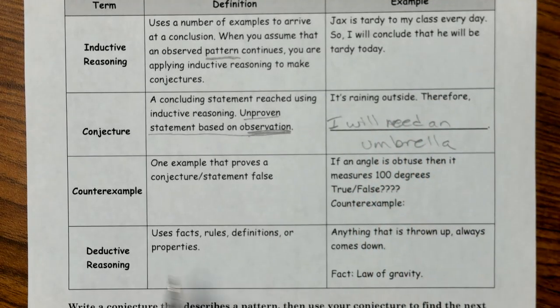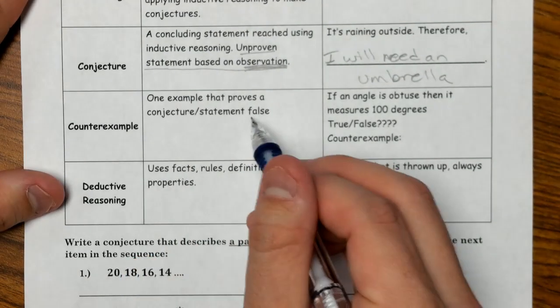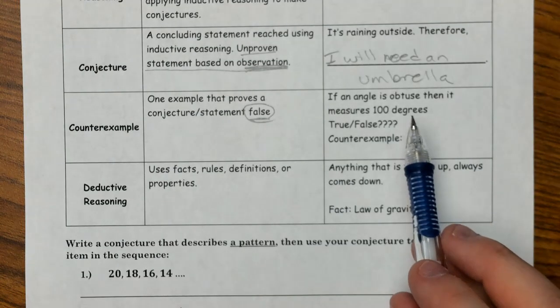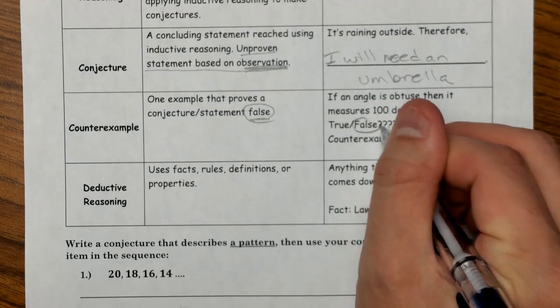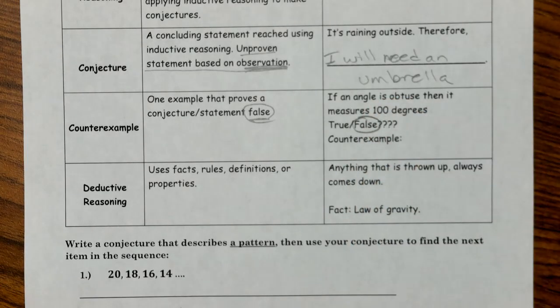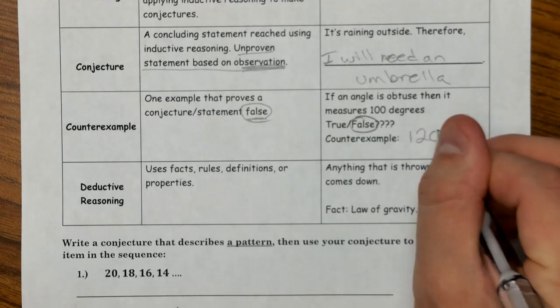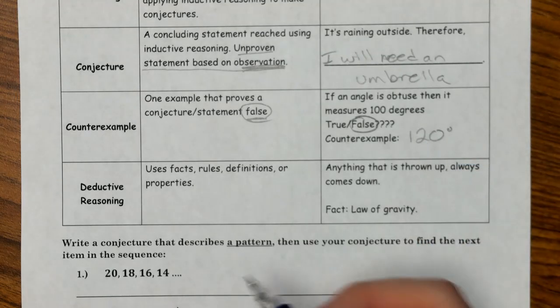If we talk about counterexamples, it is just you providing one example that makes a statement false. That is the biggest thing that we want to try to do. So if we have an angle that is obtuse, then its measure is exactly 100 degrees. Well, that is true, but not all the time. I can disprove it, so I'm going to say it's false. What would be a counterexample? Well, what if the measurement is 120 degrees? Is that obtuse? Yes, it is. So it's proving our statement false, but making it true at the same time.